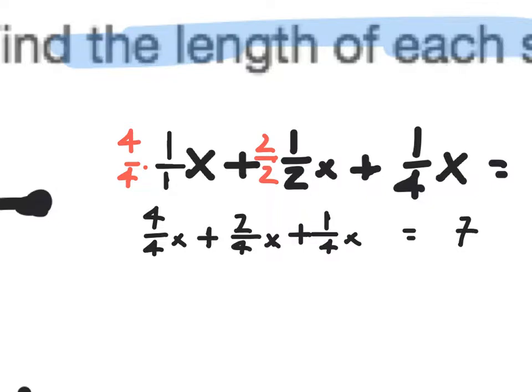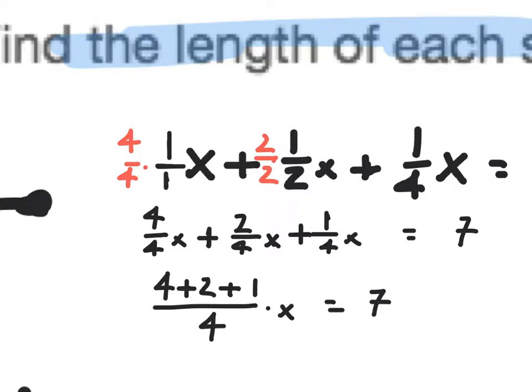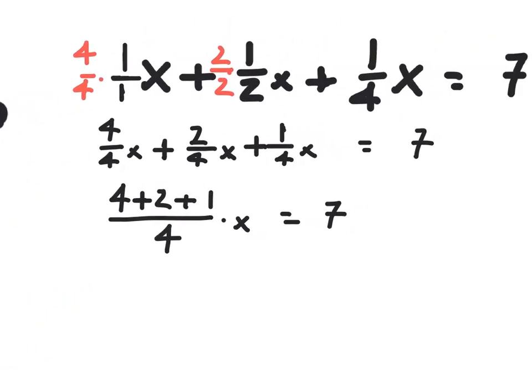Now, when I add these together, I can combine all these like terms. I'm going to keep a denominator of 4, but I'm just going to add my numerators. So now I have 4 plus 2 plus 1 all over 4 times x is equal to 7. Combine all my numerators together, and 4 plus 2 plus 1 is 7. That's going to give me 7/4.